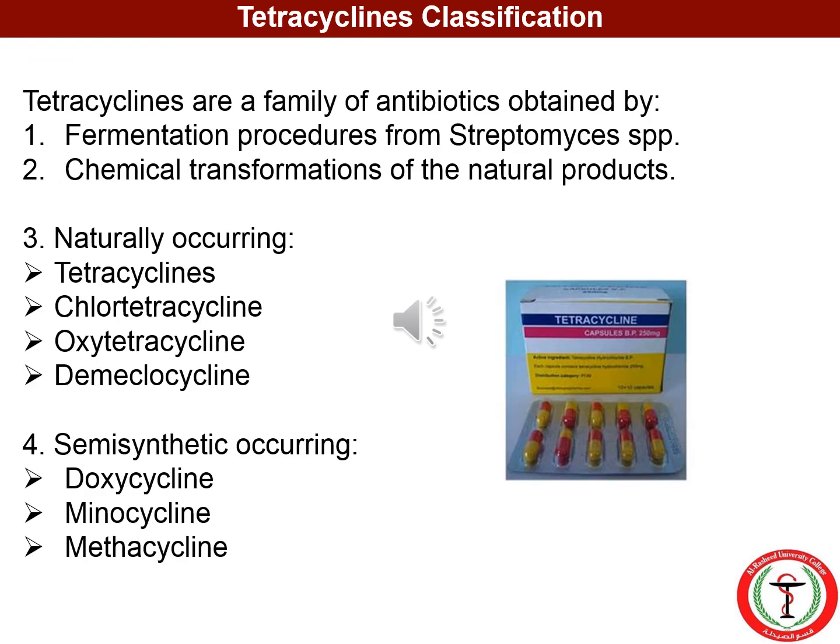Tetracyclines can be produced by a biological procedure using fermentation, or by chemical transformation using natural products. These antibiotics can be classified based on the source of formation. Tetracycline antibiotic and some others are examples of natural source, while doxycycline, minocycline, and metacycline are examples of the semi-synthetic source.